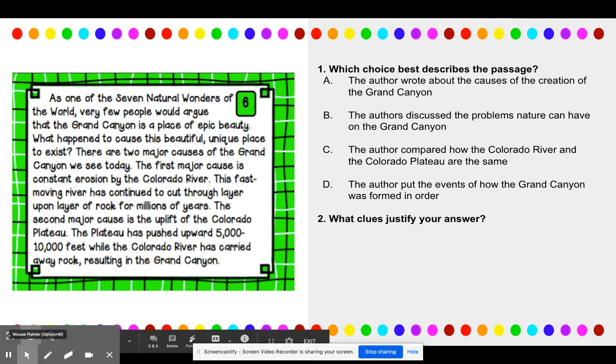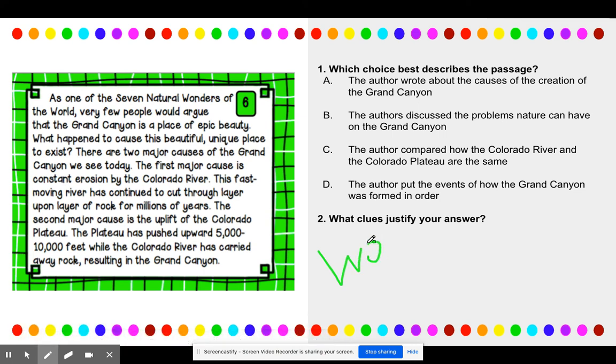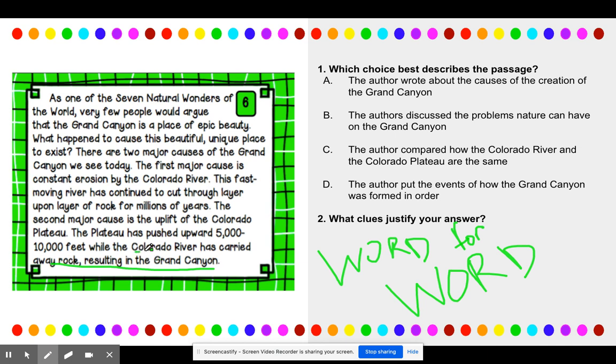When you're done with that, right here, you're going to type what clues justify your answer. I need this to be, and again, don't judge my writing here, word for word. My W's are pretty easy because they're just some lines. I need this to be word for word, okay? Word for word, straight out of the passage. If this is the sentence that I thought really helped me, then buddy, that better be exactly how it's typed down there. It's got to be word for word, okay?